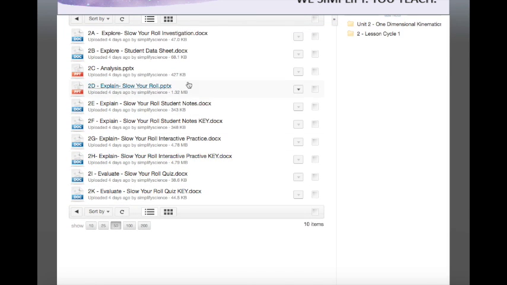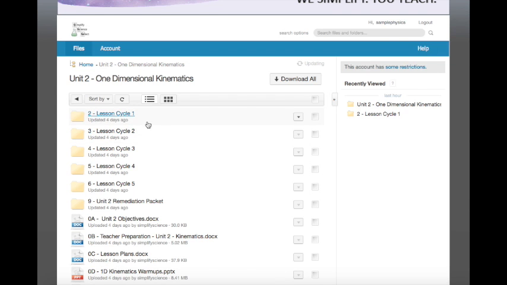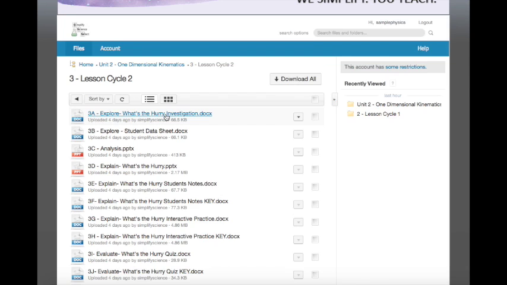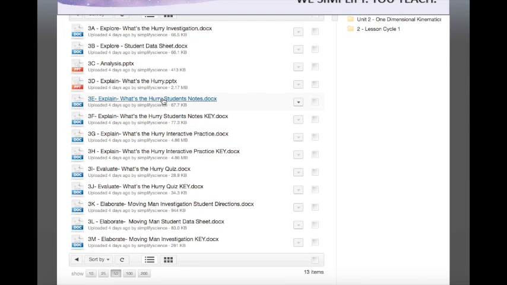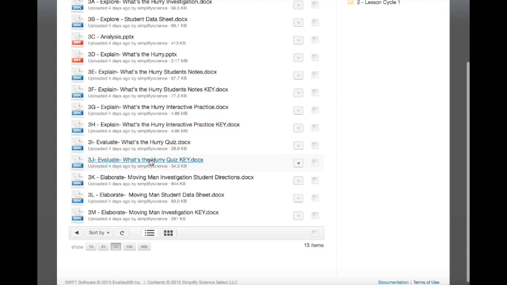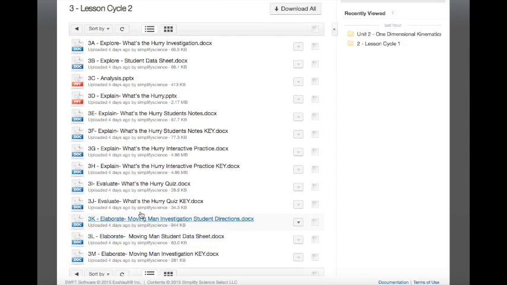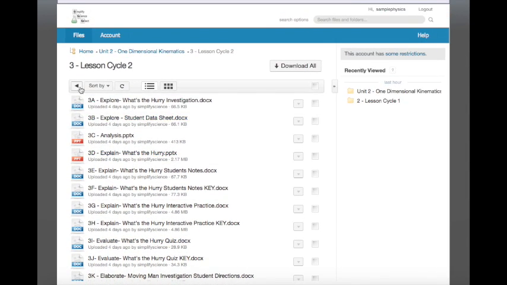So each one of these folders contains a lesson cycle that you would see: a lab, notes, the interactive practice, a quiz, and occasionally you'll see an elaborate activity. Like this one has an elaborate, which is another lab activity meant to reinforce the learning in this particular lesson cycle.